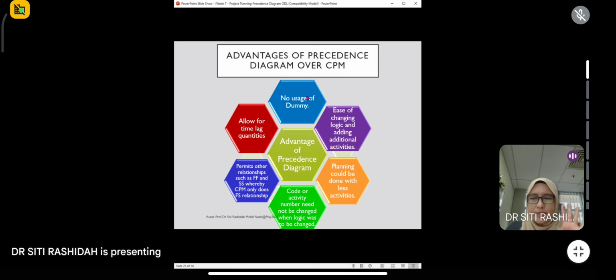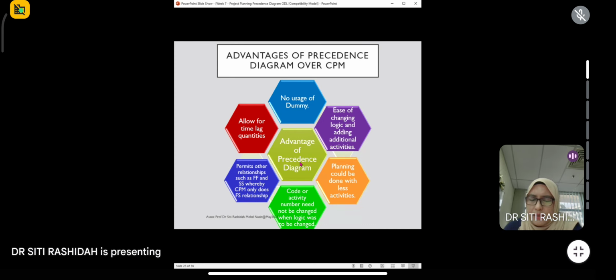So precedence has the 4 relationships we saw. Ease of changing logic and adding additional activities. So you can remove the unnecessary activity, or you can even add any activity. Planning could be done with less activity. Like what we have seen just now, some of the activity can be removed, so activity can be fewer. Code of activity number needs to be changed when logic is changed. And it permits other relationships, whereas CPM only does finish to start relationship. It also allows for time lag properties.